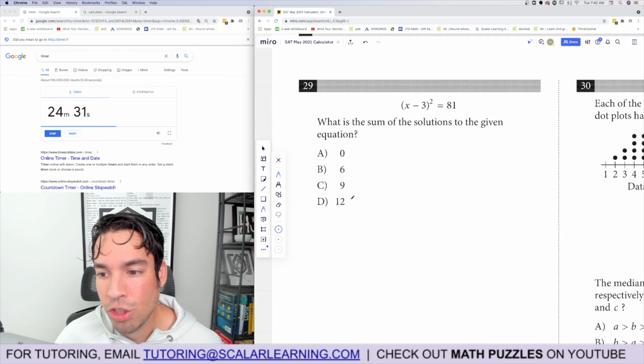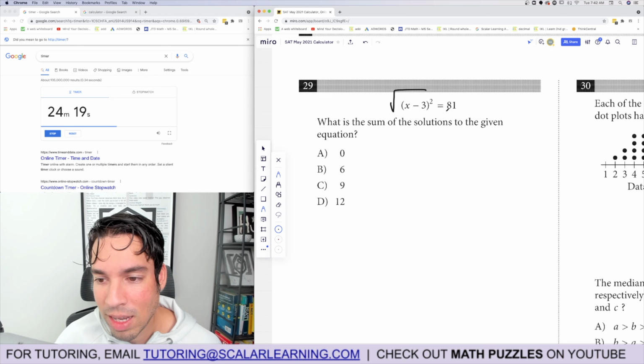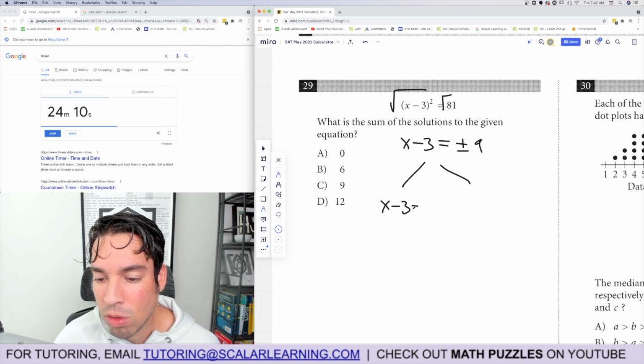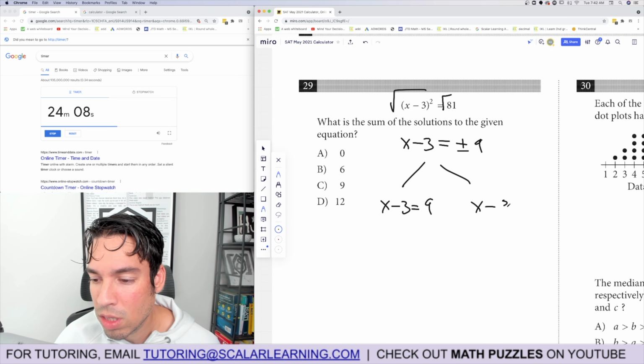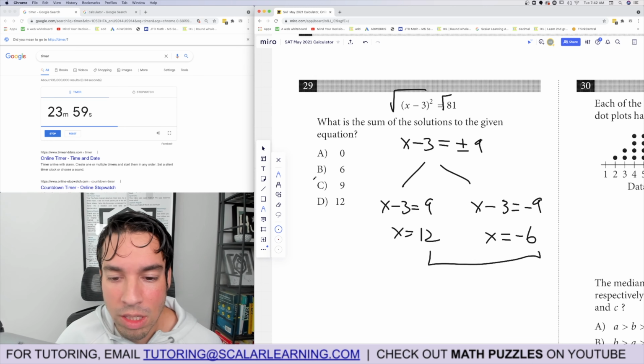What is the sum of the solutions? Okay, I'm just going to solve. There's that formula that I taught you guys, negative b over a, but it's not even in standard form. So let's just solve. It's already nice and set up for us. Let's take the square root of both sides. X minus 3 equals plus or minus 9. Don't forget the plus or minus when you square root like that. Let's bifurcate then. X minus 3 equals positive 9 and x minus 3 equals negative 9. Add 3 to both sides: x equals 12. Add 3 to both sides: x equals negative 6. So the sum of the solutions is positive 6.